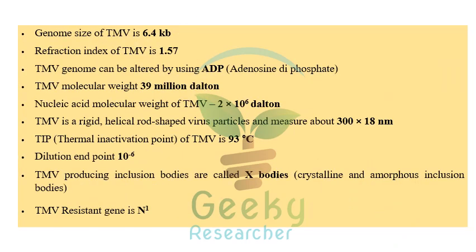So the genome size of tobacco mosaic virus is around 6.4 kb. I told you, 6400 nucleotides. So the genome size is around 6.4 kb, and the refractive index is 1.57.